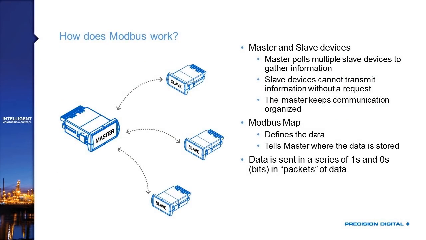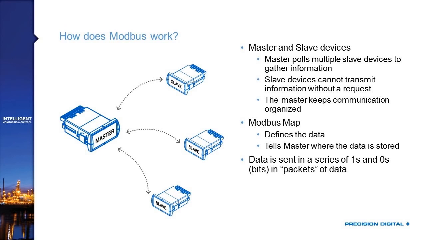Now that I have that information available to me, let's talk for a minute about how this is actually going to work. Well, a Modbus system is made up of a master device and slave devices. There can be only one master on a Modbus system. There can be multiple slave devices. The master is what controls the communication.